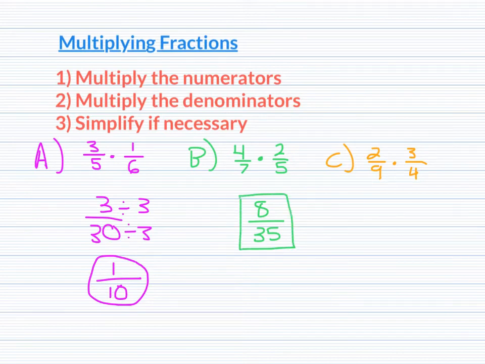And our third problem, 2 times 3 is 6. 9 times 4 is 36. And 6 and 36 have a few common factors. I'm going to divide by the largest one, the greatest common factor, which is 6. 6 divided by 6 is 1. 36 divided by 6 is 6. So 2/9 times 3/4 just gives us 1/6 as our answer. Not too bad, right?